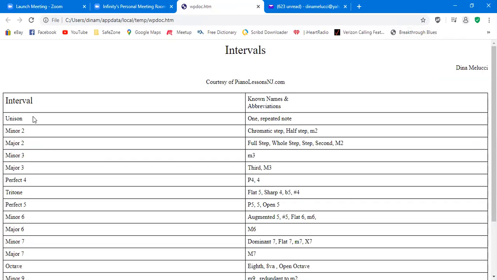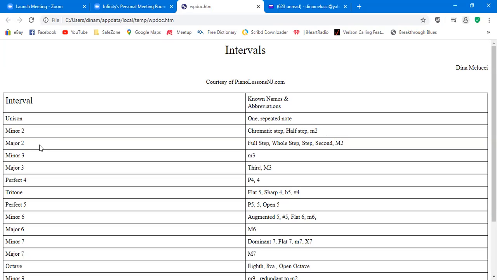All right, so the first interval on deck is the unison, and just known as a major one, if you will, or it's a repeated note. All right, then we have a minor 2. There it is, ascending, descending, harmonic, and it's commonly known as a chromatic step, also known as a half step, or the minor 2. There's the abbreviation. Next, we have a major 2, ascending, descending, harmonic.